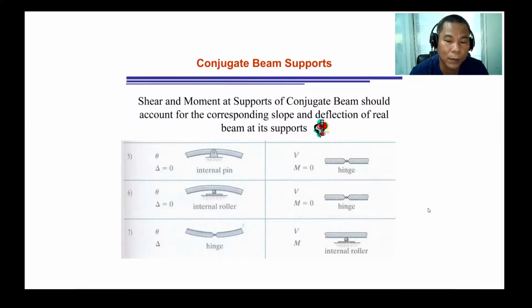So what support, particularly in the conjugate beam, will give us a moment of 0? So that's again an internal hinge, where theta is unknown in the real beam and shear is unknown in the conjugate beam. And this is the total opposite if your real beam is connected by an internal hinge, because in the internal hinge there is both rotation and deflection. So what particular support in the conjugate beam will give us shear and moment? That particular support will be the internal roller.